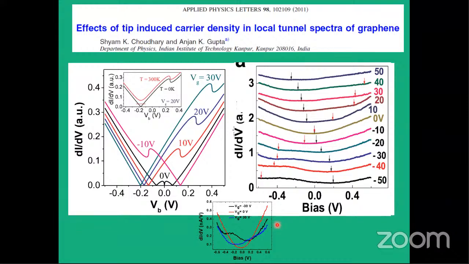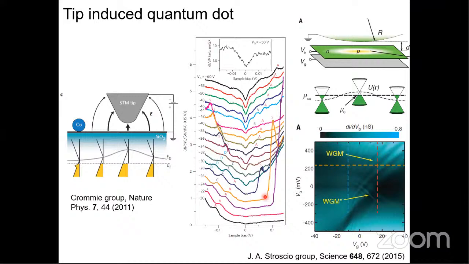So that will also shift the Fermi energy when you apply the bias voltage between tip and sample in order to probe the density of states. Okay, so this was an interesting consequence that we published in Applied Physics Letters at that time. And this is others' work, so I will not say, which also explained some aspects using the tip gating effect. This idea has been used by several groups later on.